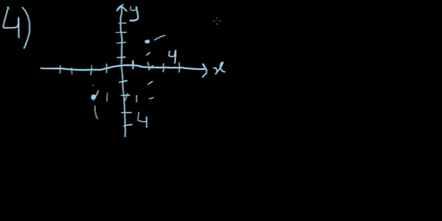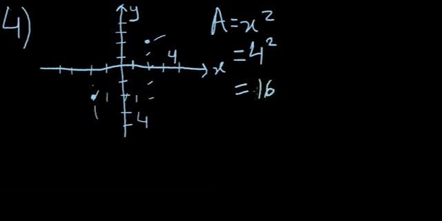Well, because it's a square, we could have told right from the start because the area of a square is just side squared. So, it's asking for the area, so the area of a square equals x squared, which is equal to 4 squared, which is equal to 16. That's choice C.